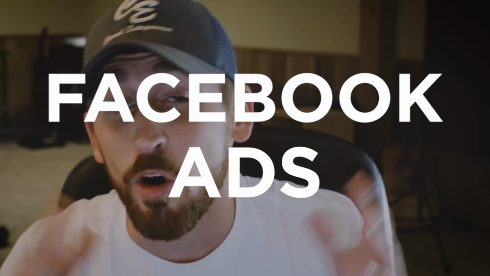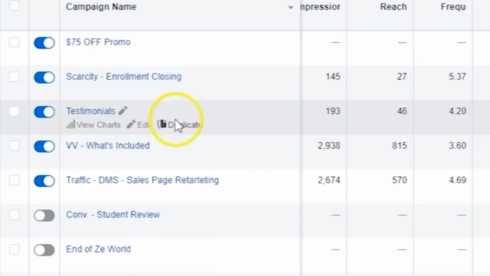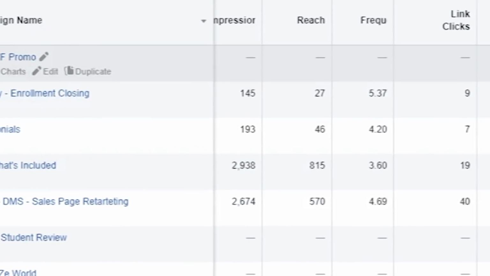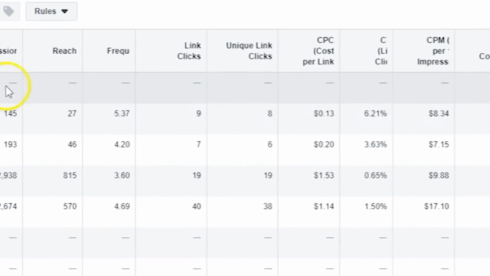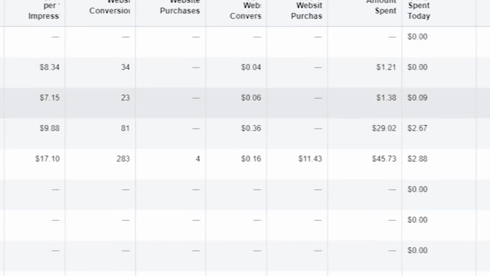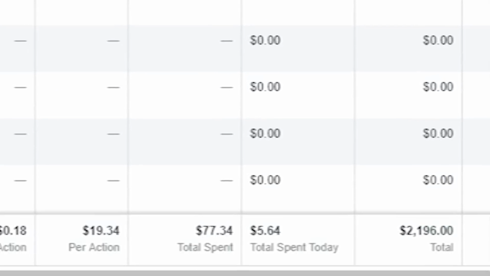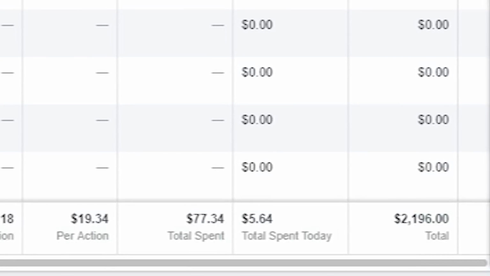So Facebook ads are really awesome. We love Facebook ads, and specifically running retargeting campaigns. We are running a campaign right now. I'll even show a screenshot of it. We're generating, I think it was like $2,500 in sales so far for only $75 spent on ads. And all we're doing is running one retargeting campaign for these ads.